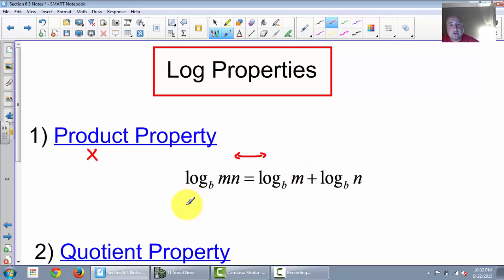So let's create an example here. Let's say we have log base b of 3x. We can separate those. You can say log base b of 3 plus log base b of x. And you could also go back the other way. If you had this on the right with the plus, you could turn it into a multiplication.